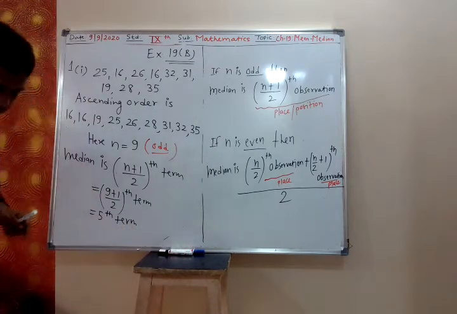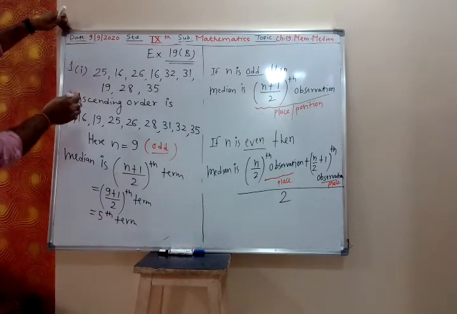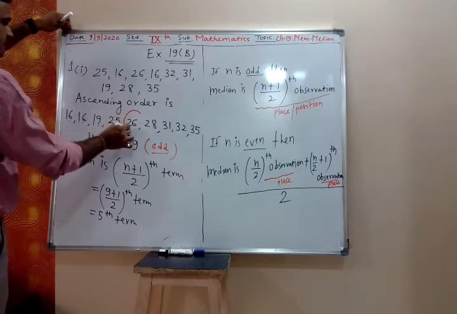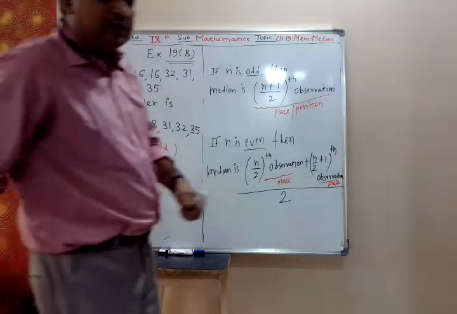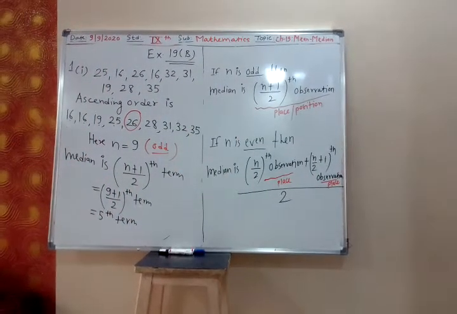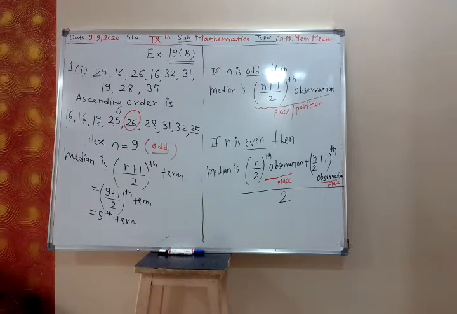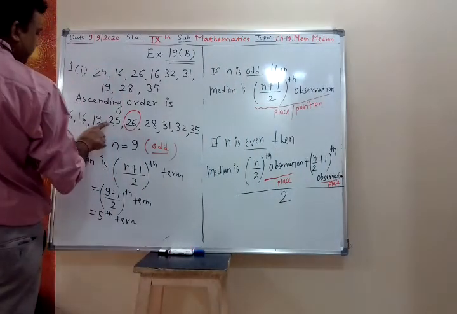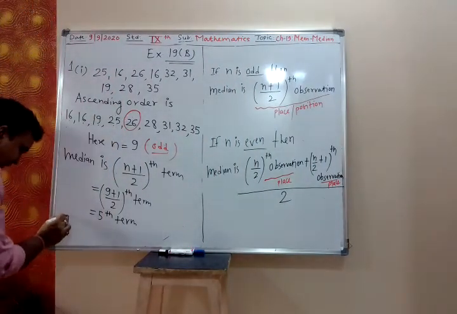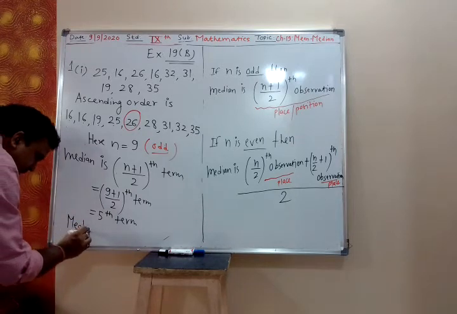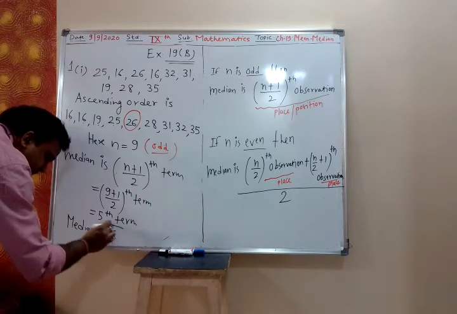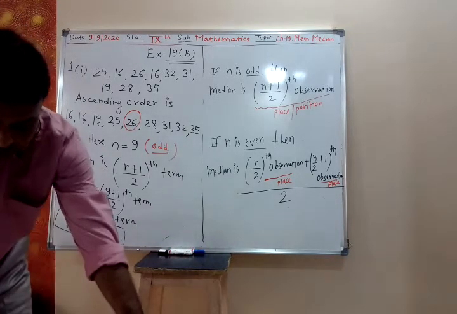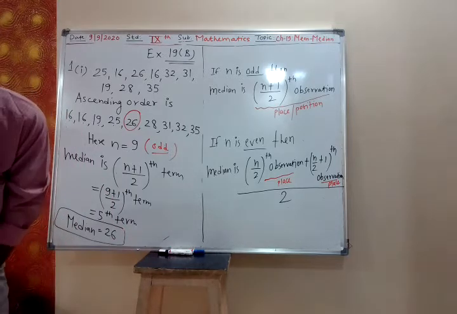Now we'll see what is the 5th term. So first term, second term, third term, fourth term. This is my 5th term. So my median is 26. Median is n plus 1 upon 2th term, that is 5th term. 1, 2, 3, 4, 5. So median is 26. Is it clear? When n is odd, my median is 26.